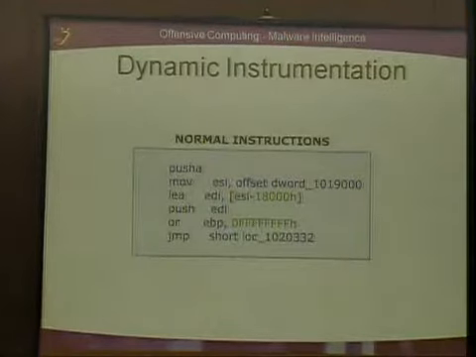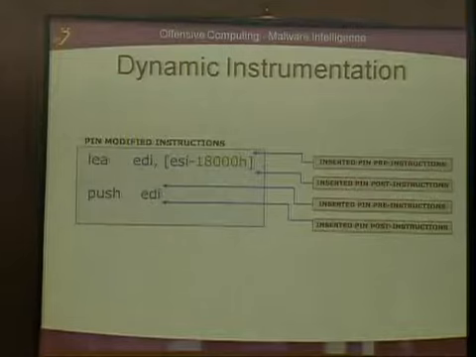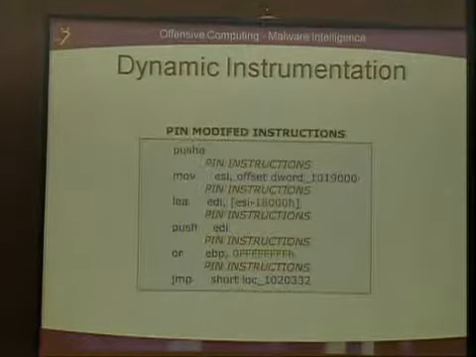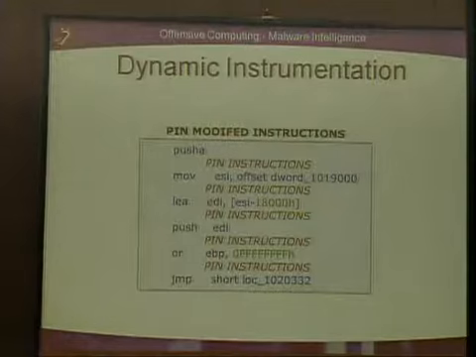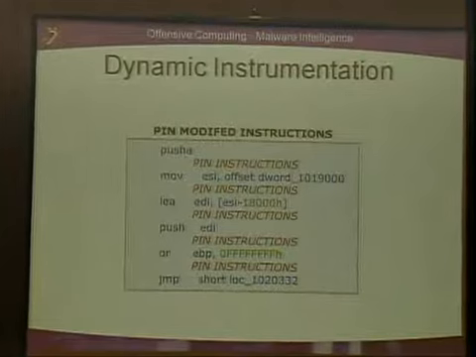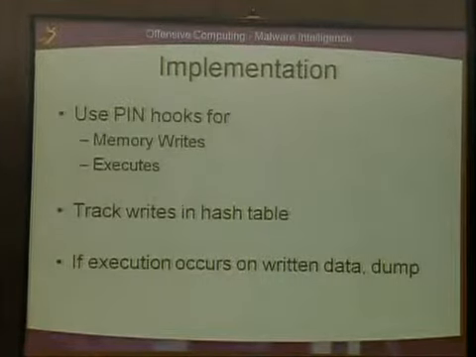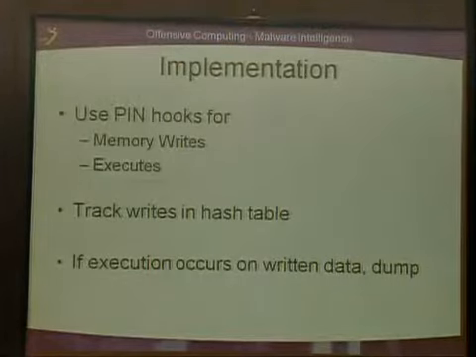If we take our example code here, our nice page of assembly, this is what it looks like executing normally. What PIN does is insert instructions before and after each execution. The modified instructions look like this. This is just our original code interspersed with the new PIN instructions. So what our implementation does is monitor all the memory writes and insert them into a hash table. If we get a hit on that hash table during execution, we call that a candidate OEP.